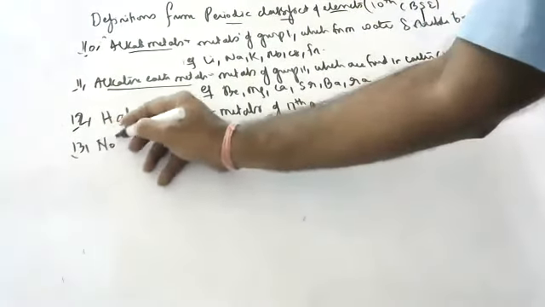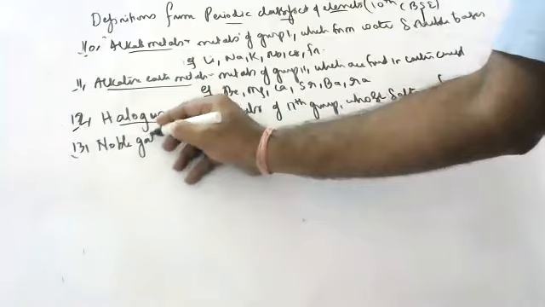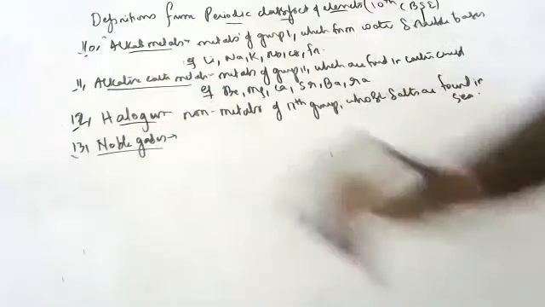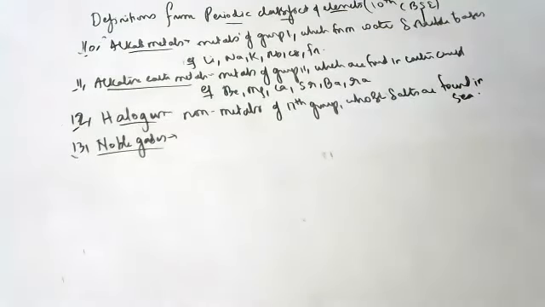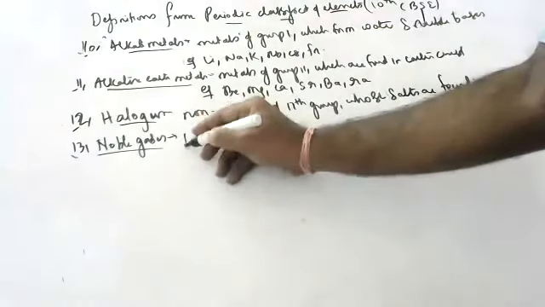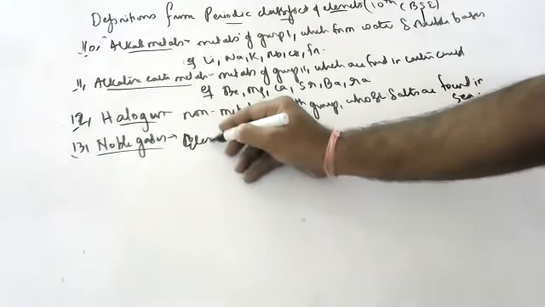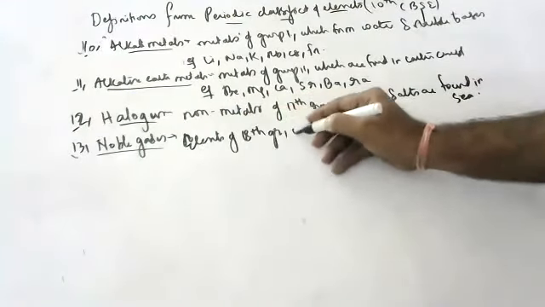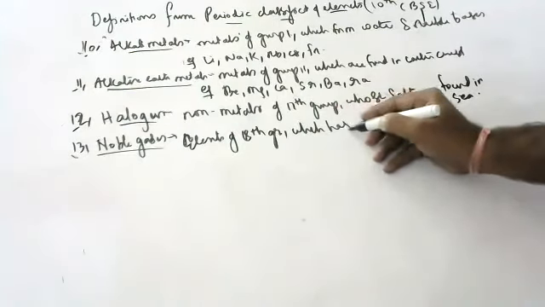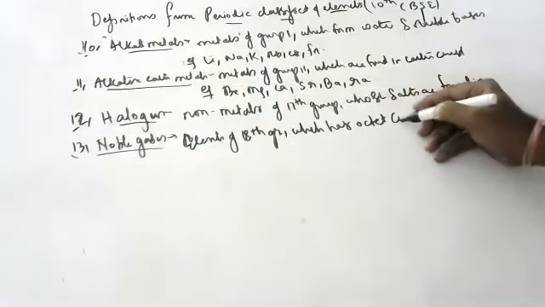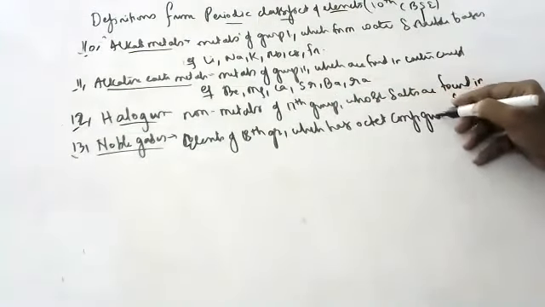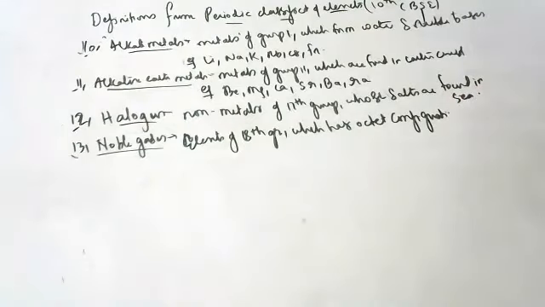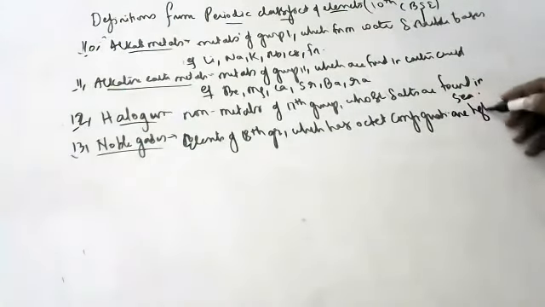Next, noble gases. What are noble gases, children? Elements of 18th group which have octet configuration and are highly stable.